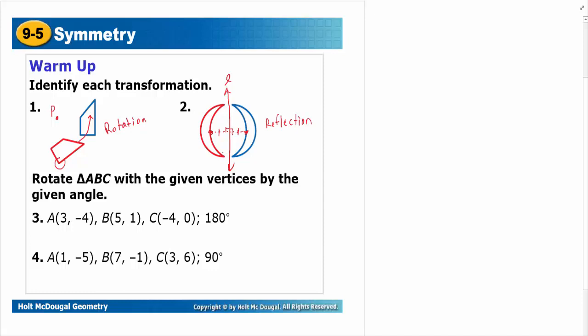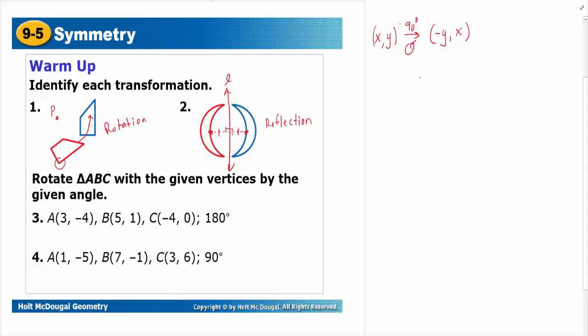Okay, so number 3, we're rotating ABC with the given vertices by the given angle. So with these, you have to remember your rotation rules. Now, again, it's nice if you can memorize them. Great. If you can't, you can still draw them out. So again, I like to give you that reminder. But first off, if you have (x, y), and you're going to rotate 90 degrees in a counterclockwise direction, you are going to get (-y, x). So again, you can draw that as well.